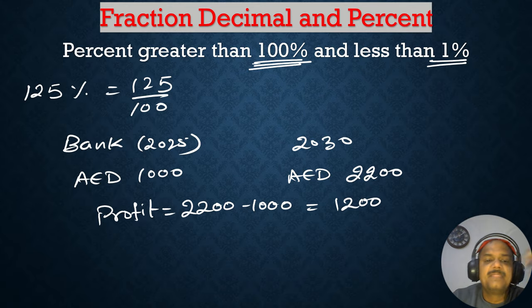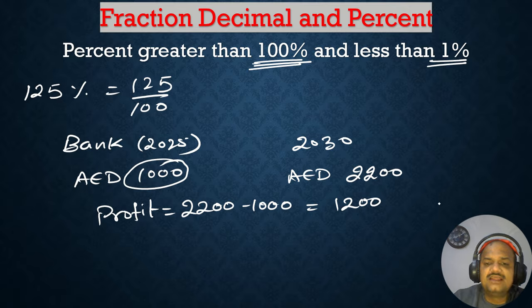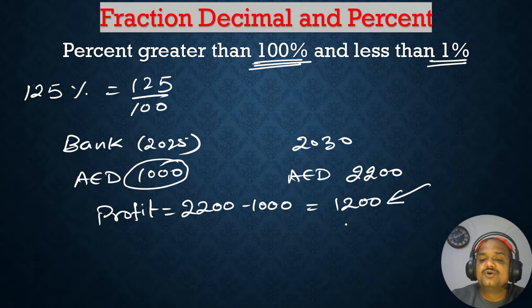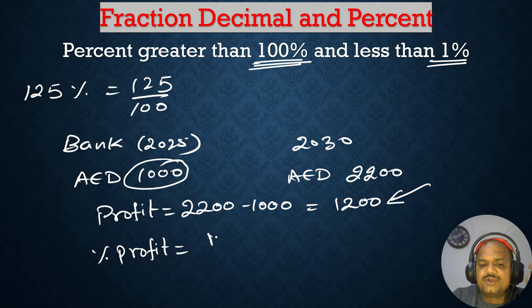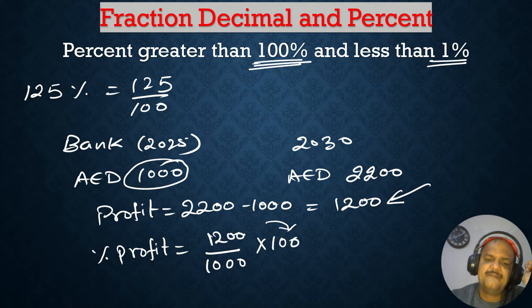Now you see, you paid 1000 and you got a profit of 1200. It means your profit is more than your principal amount. So this type of example deals with more than 100%, okay. So what will be the percent profit? This will be equal to the profit you got from 1000 multiplied by 100. Why multiply by 100? For the percent.